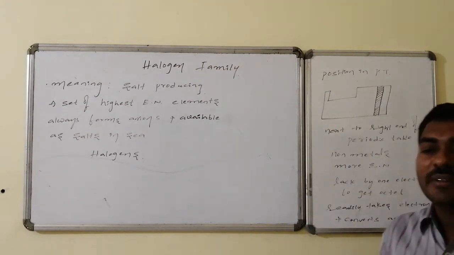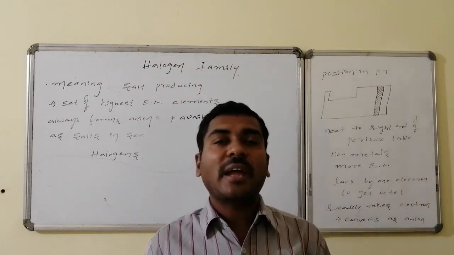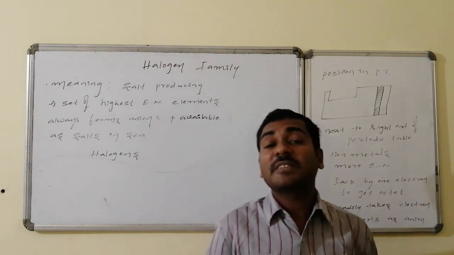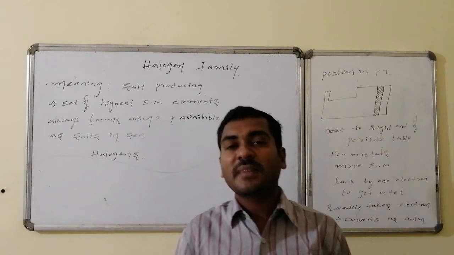Halogens are those which are more electronegative elements, which are readily converted to anions, which are present in the form of salts, and which are available in the sea. Such kinds of elements are said to be the halogens.